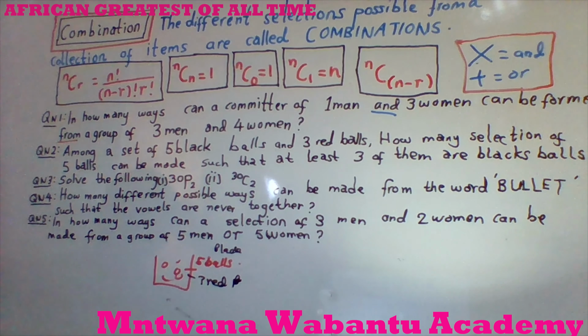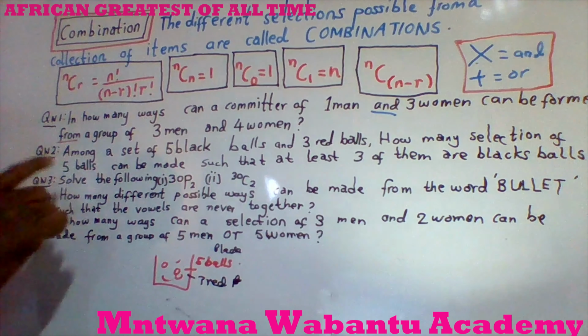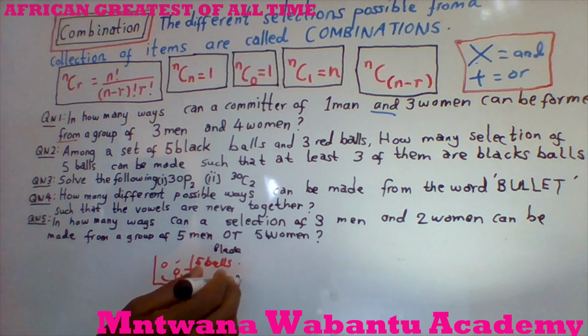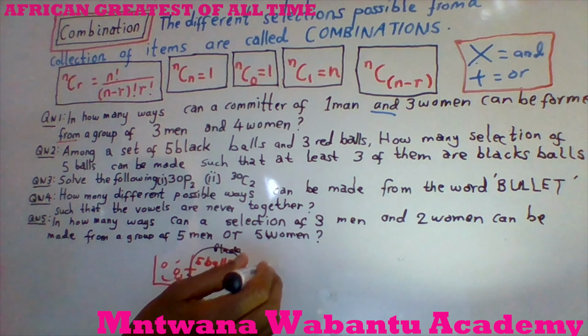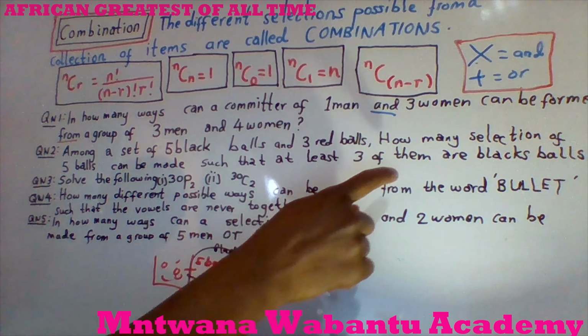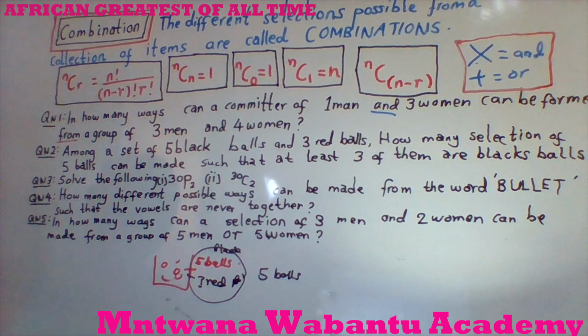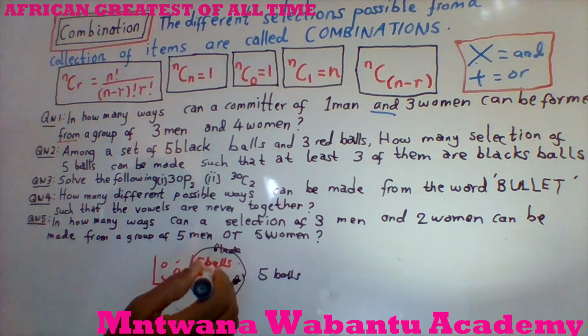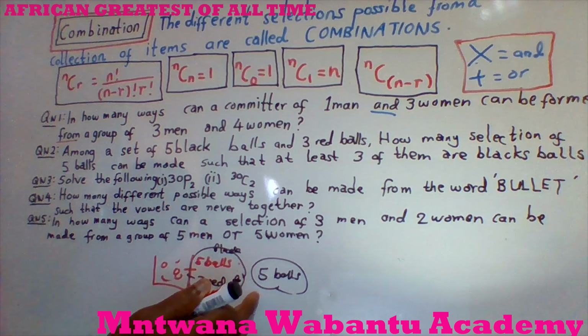So what we want to get? We want to select 5 balls. So in total we have 8 balls here. So we want to select 5 balls from this. But when you select 5 balls, at least 3 of them are black balls. So if you select 5 balls from these 8, 3 have to be black.